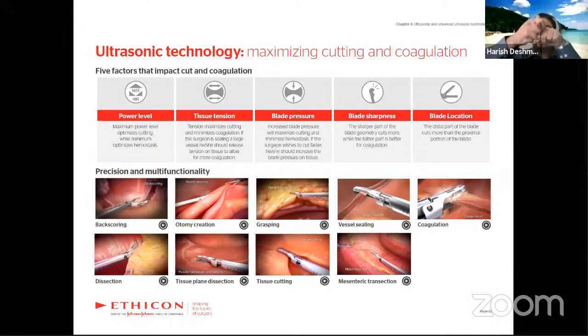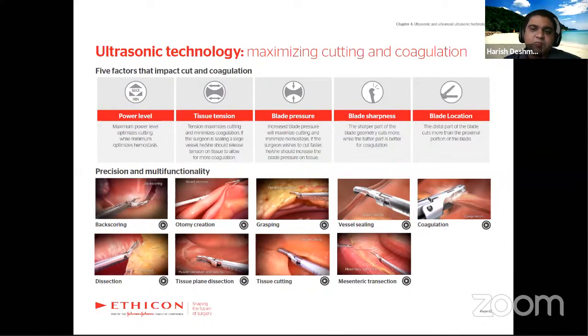If you close it fully, approximate it fully, for example, this device. If you are trying to close the handle fully, this will give you more compression. Because of more compression, you will have a faster cutting speed. But if you use lesser compression, a little bit of light compression, and you activate it, you will get better coagulation.